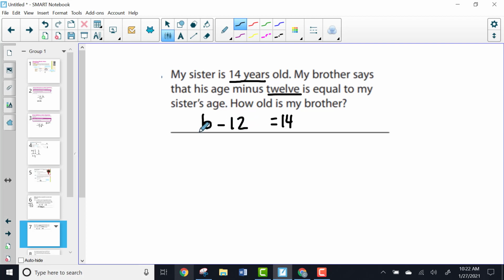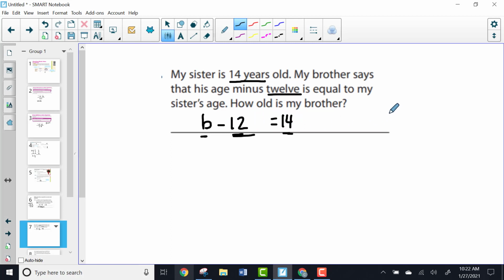Where am I getting B from? That's going to represent the brother's age. Why am I subtracting 12? Because it says my brother says that his age, this is the age, minus 12 is equal to 14 years old here. Okay, so this is our equation. B minus 12 equals 14.